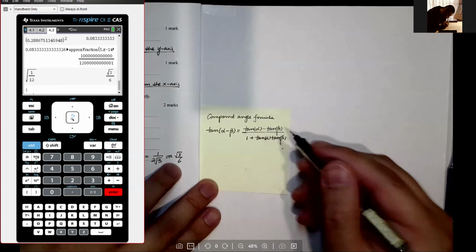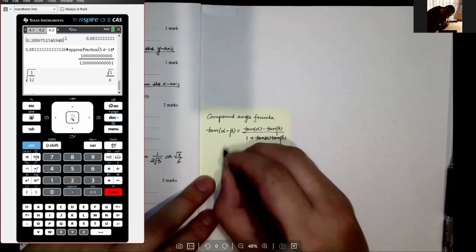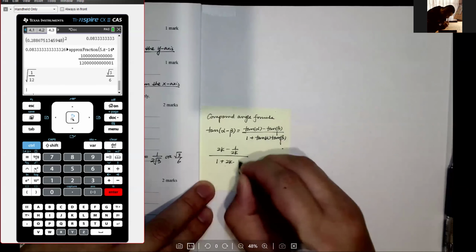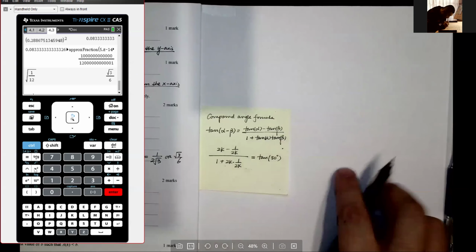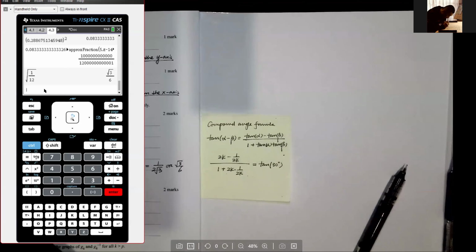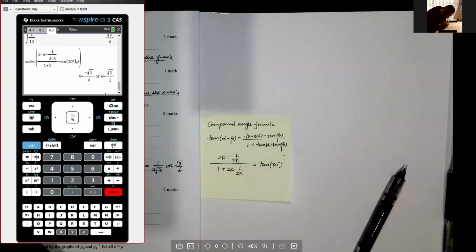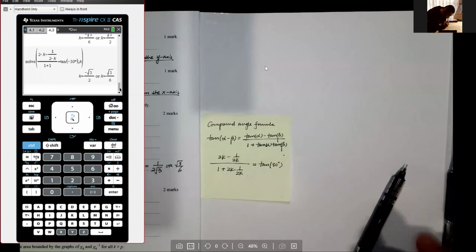Some trigonometric identities. Now, if you recognize tangent alpha and tangent beta, you can represent them as 2k and 1 over 2k. You say 2k minus 1 over 2k, divided by 1 plus 2k times 1 over 2k, equals tangent 30 degrees. If you use that to explicitly express the equation in terms of k, you get 2k minus 1 over 2k, and 1 plus 2k times 1 over 2k is 1, equals tangent 30 degrees. Then you get the exact value. Or if you put a minus 30 here, you get the other exact value. So that is something you might want to use here.